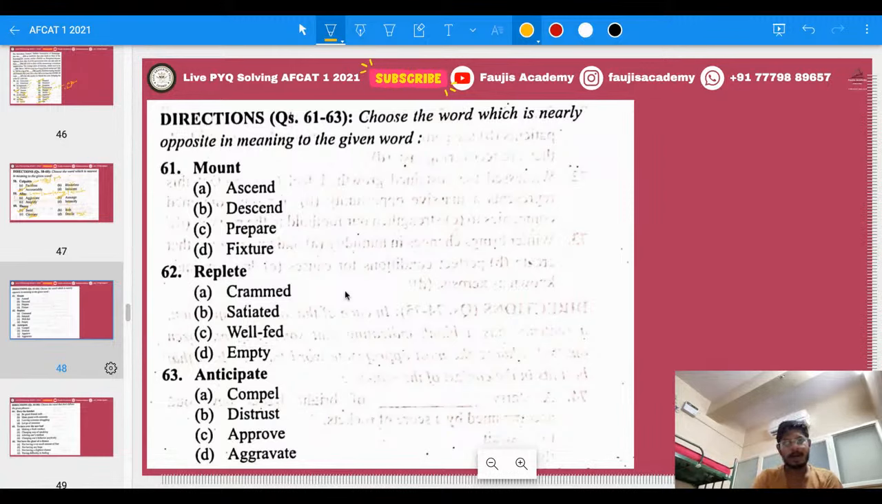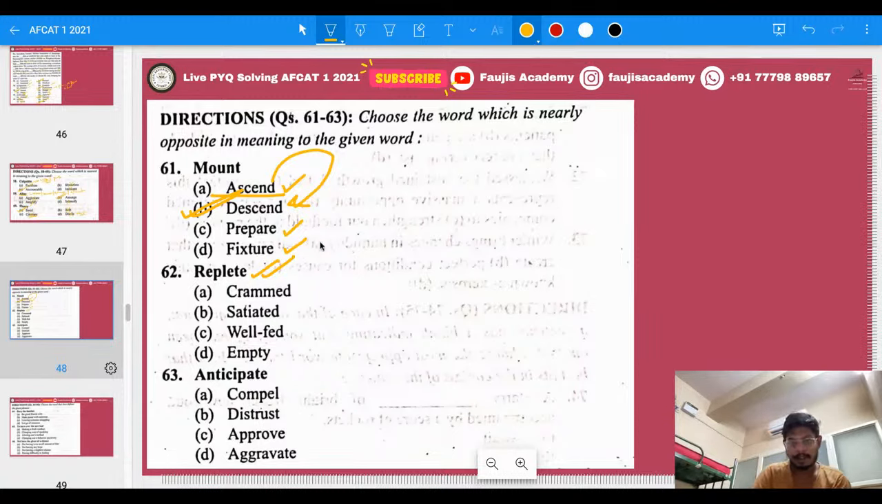Now we have to work out with the opposite ones, the antonyms, right? Mount. Mount means to ascend. So mount means you are mounting on the horse. So the ascend is the meaning, the opposite of which will be what? Descend. Okay, the opposite will be descend. 61B.